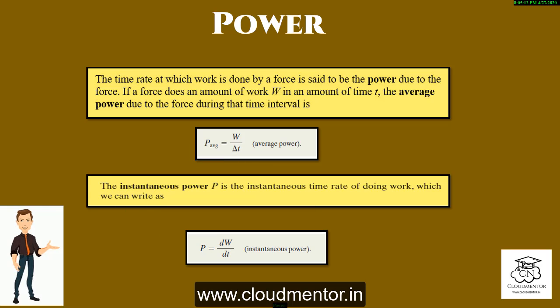Suppose we know the work done by a force as a function of time. Then to get the instantaneous power at, say, time t equals 3 seconds during the work, we would first take the time derivative of work, and then evaluate the result for t equals 3 seconds. The SI unit of power is the joule per second. This unit is used so often that it has a special name, the watt, after James Watt, who greatly improved the rate at which steam engines could do work.